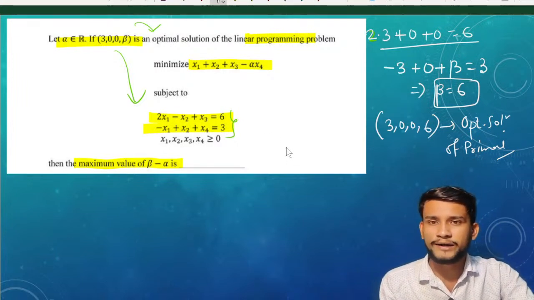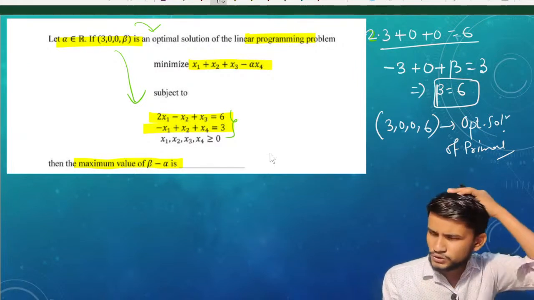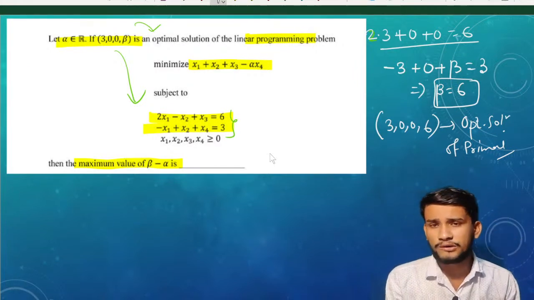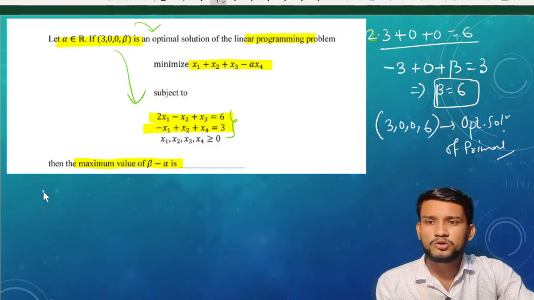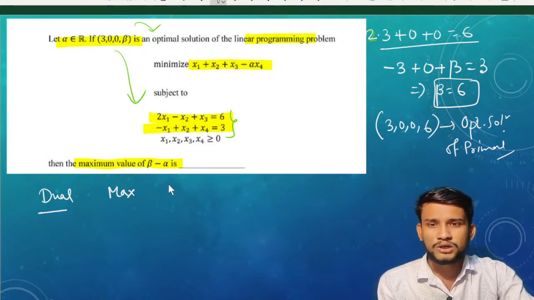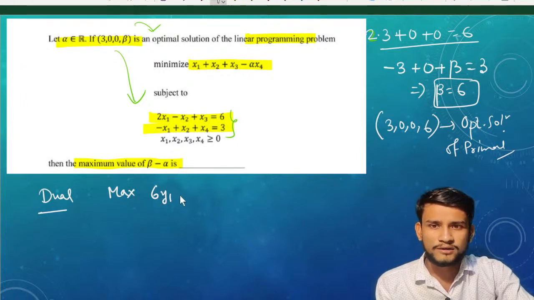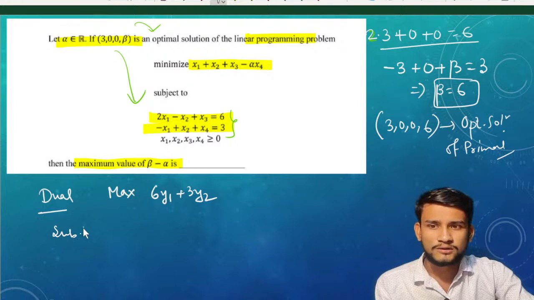Beta is found. Now we have to find the value of alpha. Okay, so to find the value of alpha, we go to the dual of this problem. This is a minimization problem, therefore the dual of this problem must be a maximization problem. So maximization of what? Suppose 6y1 plus 3y2 subject to what?